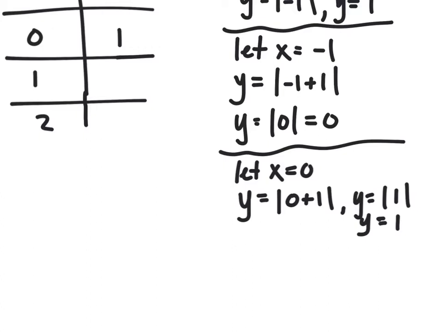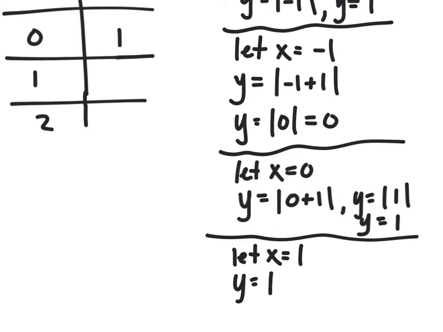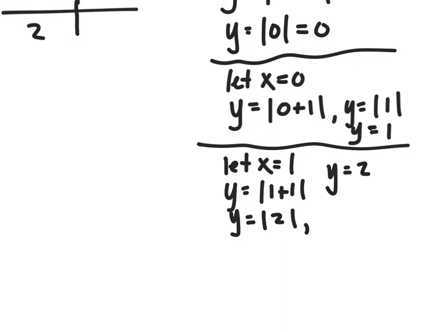So let's let x equal 1. So I've got y is equal to the absolute value of 1 plus 1. And that's going to give us y is equal to the absolute value of 2. So therefore, y is equal to 2. Okay. And then you could probably guess what's going to happen when we plug in 2.